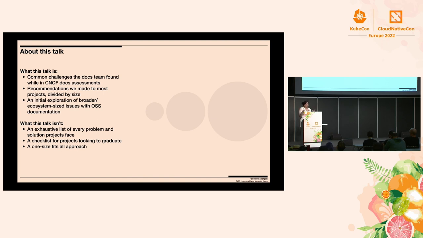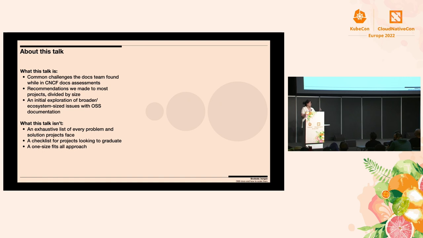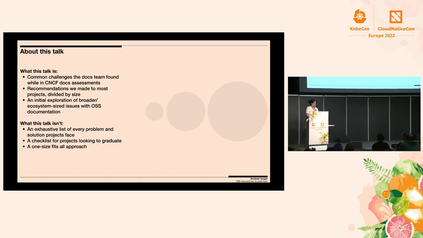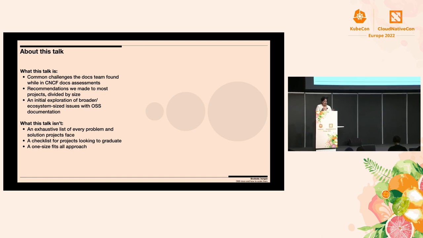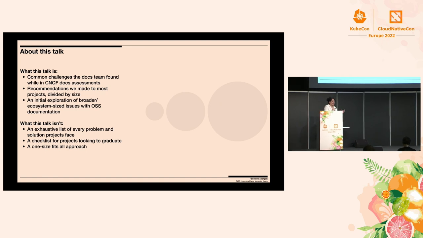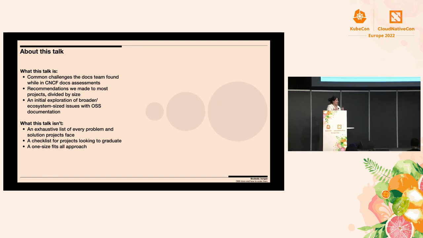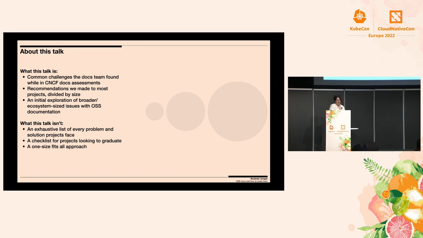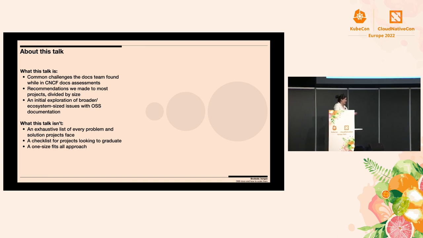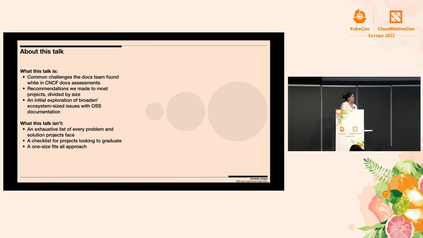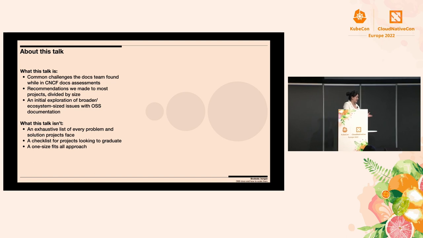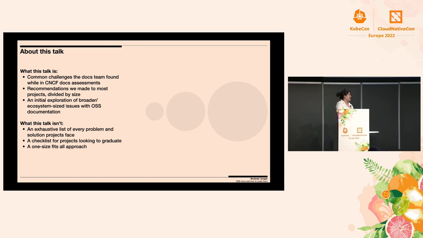But most importantly, the core of the presentation is recommendations that the CNCF documentation team found itself making over and over again to different projects based on size, so that you can have a little bit of a shortcut to the advice that we give. What this talk is not: it is not an exhaustive list of every problem documentation teams face. It is not an exhaustive list of every solution that is possible. This is not a checklist for projects looking to graduate. Documentation is one component of graduation in the CNCF process. And this is not a one-size-fits-all approach.